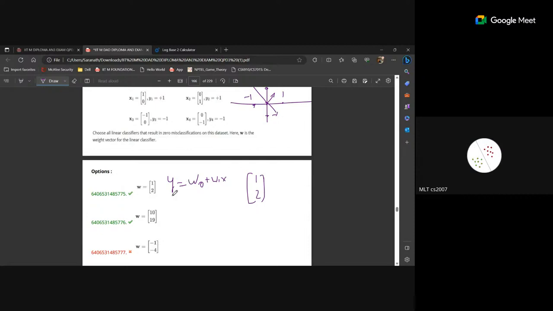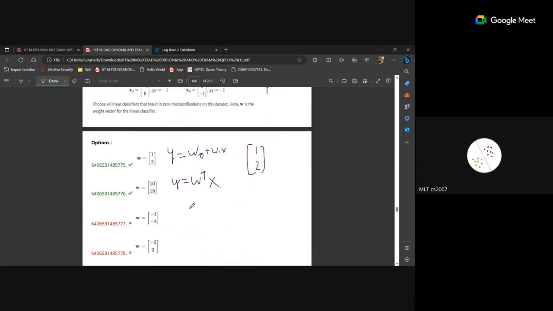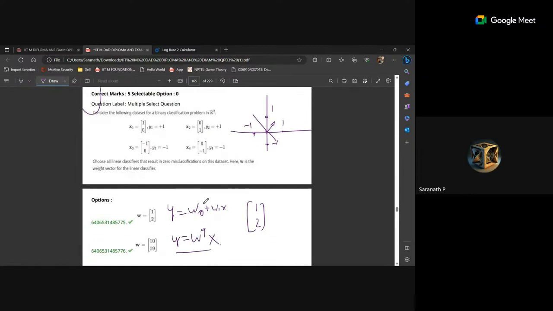For a linear classifier, sign of W transpose X is what matters, right? The predicted value of Y is sign of W transpose X. We don't have any bias here. It's just W1X1 plus W2X2, sign of that. So you have to look at which side of the hyperplane the point falls. Okay, so nothing much we have to decide on.